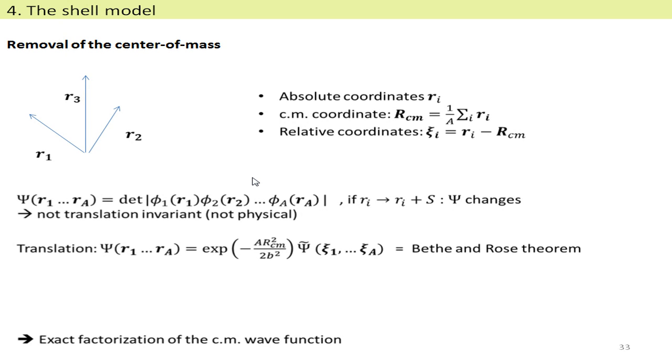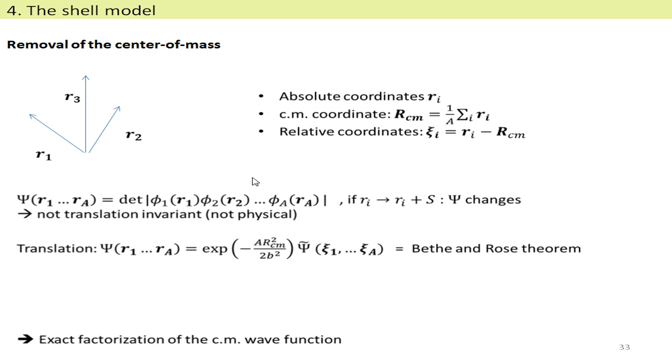Okay, let me finish with the shell model before the break. An important thing in the shell model and in microscopic theories is the treatment of the center of mass. If you consider 3 nucleons, with absolute coordinates R1, R2, R3, the CM coordinate is defined by the average value of the sum. And you can determine relative coordinates, which are defined from the absolute coordinates minus the center of mass.